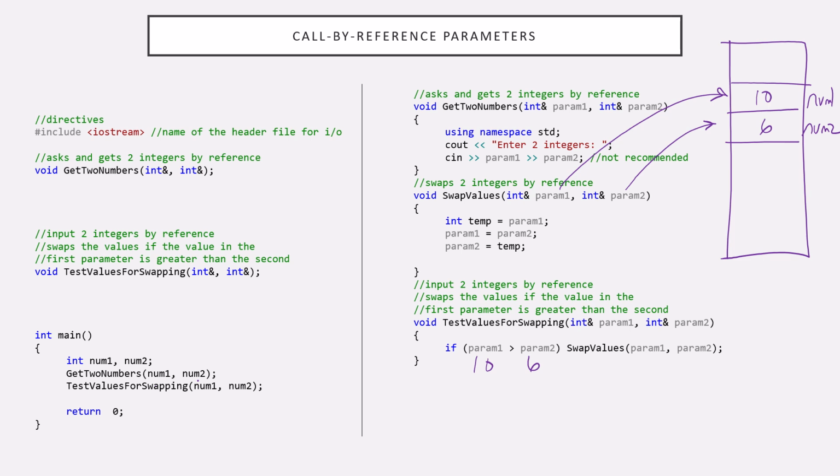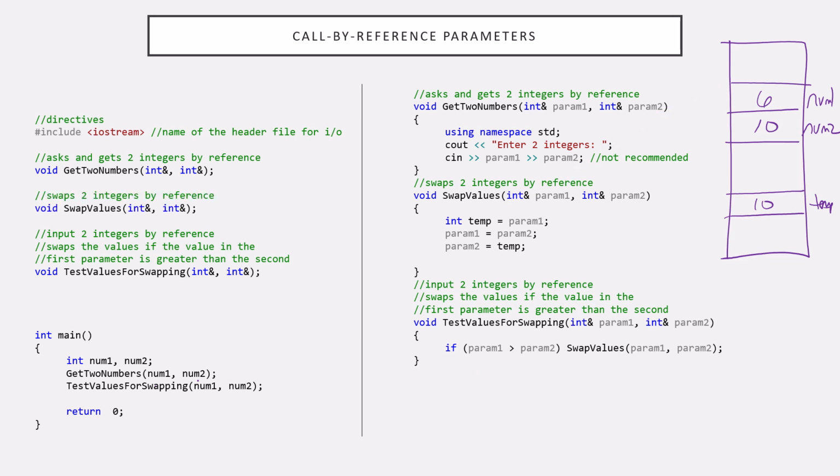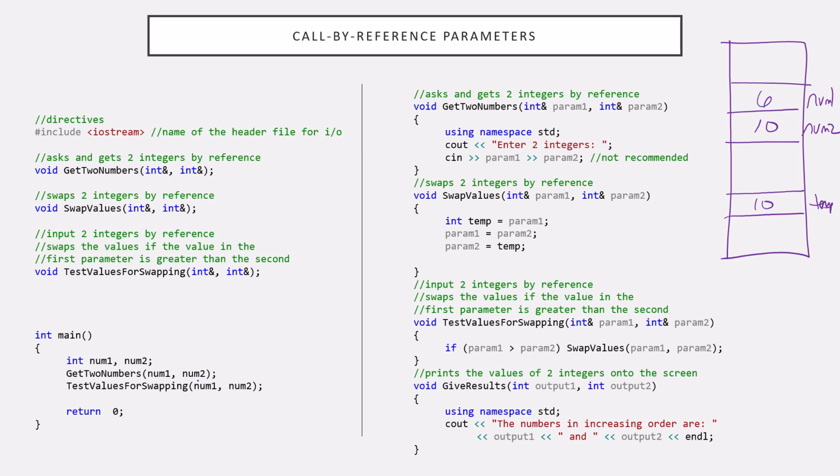Then this function is going to declare a temporary. It's going to put the 10 here. It's going to swap the 6 and the 10. So now num1 and num2 have also been swapped. And then you have your pass by value function, which is going to declare new variables, output 1 and output 2, which are going to make copies. So output 1 is going to have a copy of the 6, and output 2 is going to have a copy of the 10. So it's going to print the 6 and the 10 onto the screen. But of course, you need to call the function first in order for it to work.